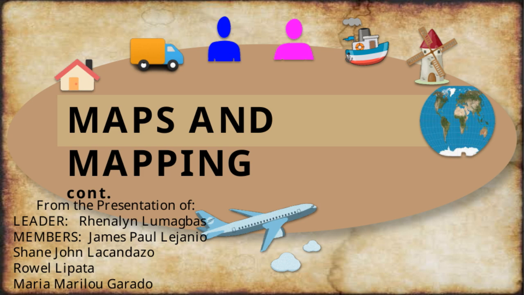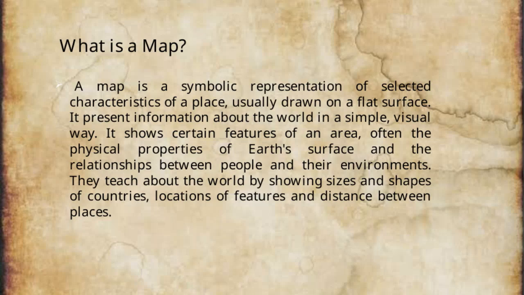and action. A map is a symbolic representation of selected characteristics of a place, usually drawn on a flat surface. It presents information about the world in a simple, visual way. When we look at a map, we're seeing certain features of an area, often focusing on the physical properties of Earth's surface and how people relate to their environment.